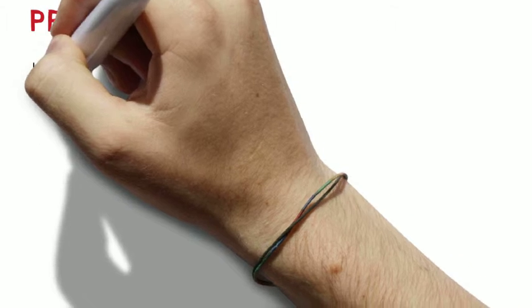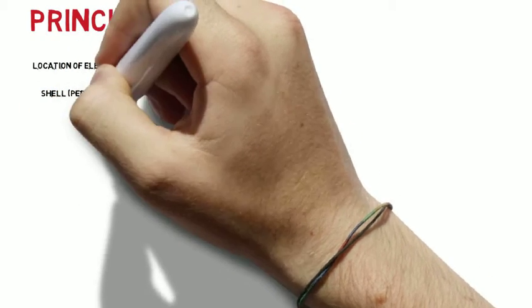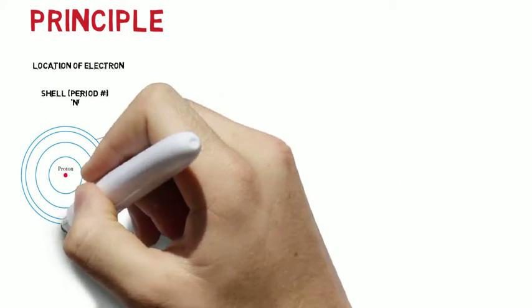Principal. Principal quantum number tells you the general area of where the electron is. It is the shell number, represented by the letter n. Shell numbers are whole numbers starting at 1.